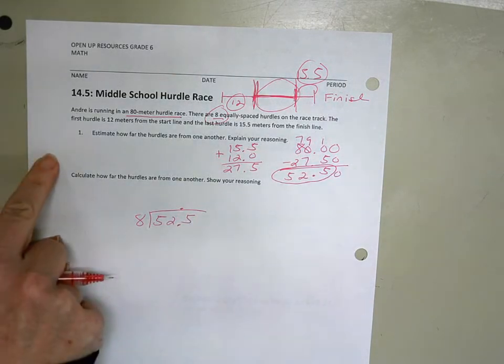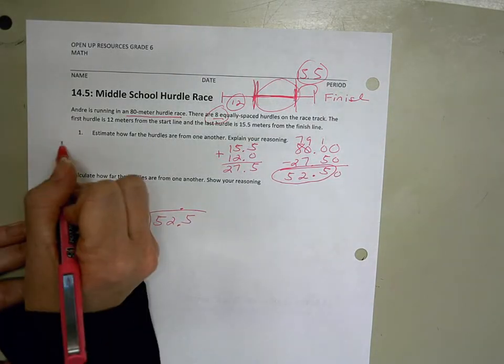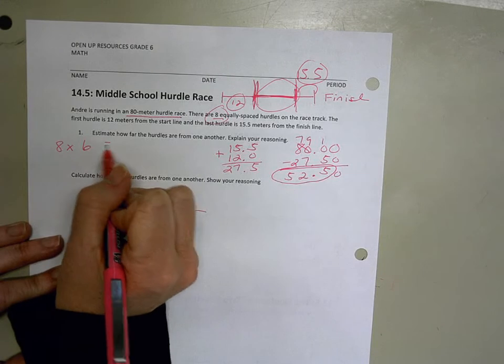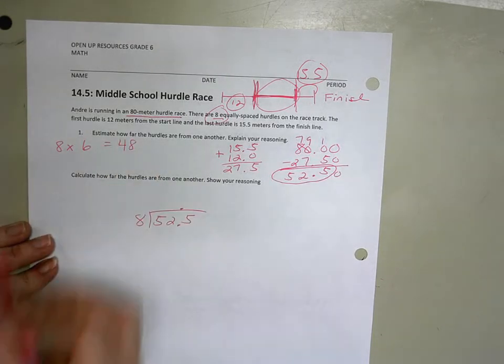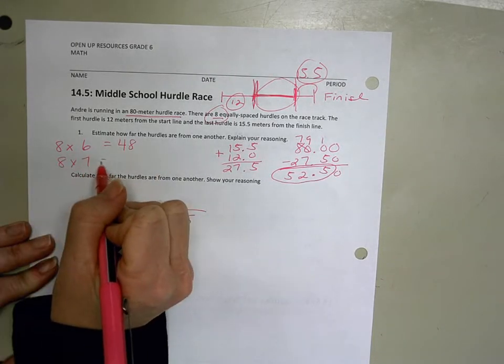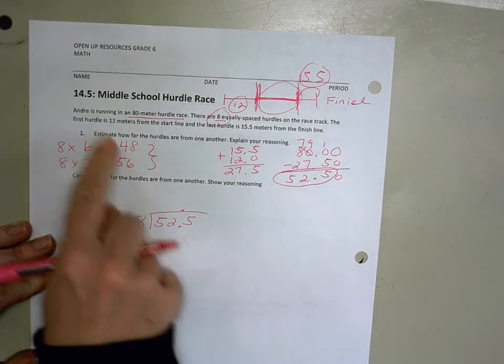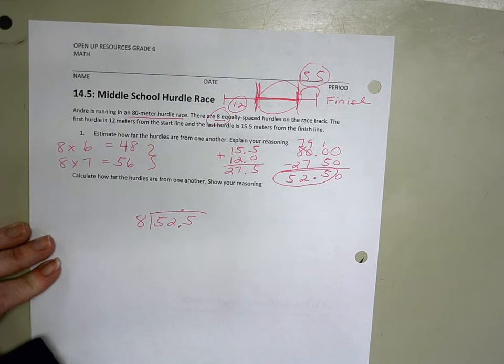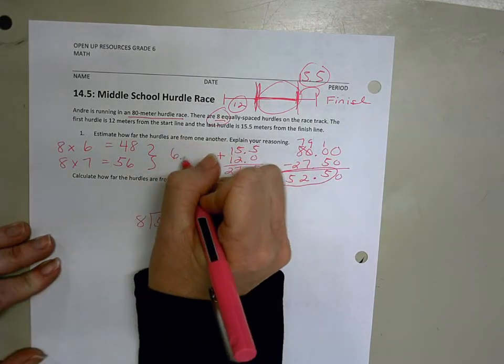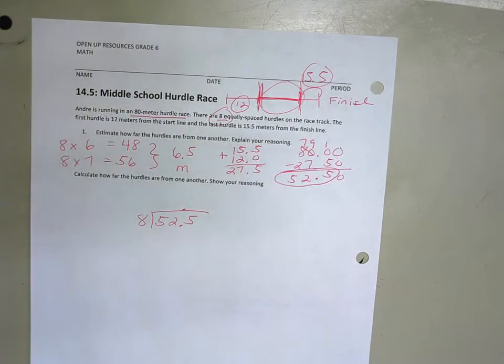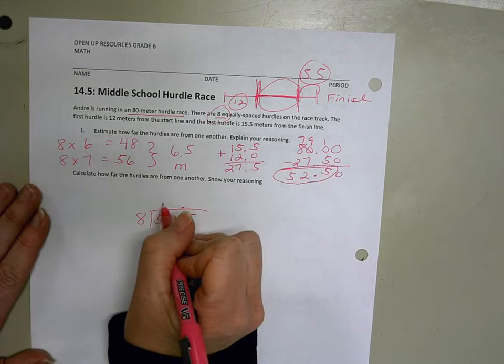If we're estimating, I might just think of my times tables. I know that 8 times 6 is 48, and I know 8 times 7 is 56. So I'm going to guess the answer is somewhere in between 6 and 7 meters. So maybe 6.5 meters would be my estimate based on what I already know from my multiplication facts. And now let's go ahead and do our long division, okay?